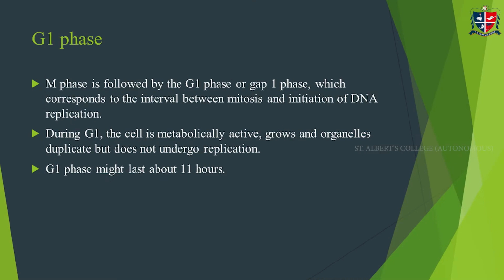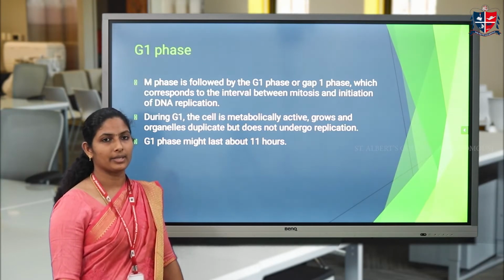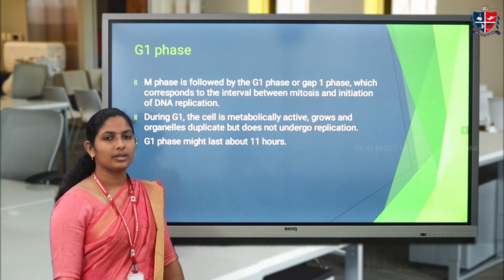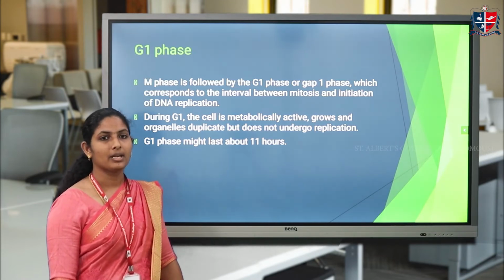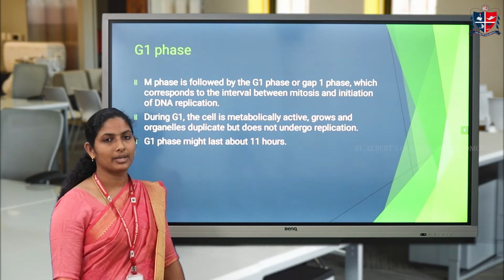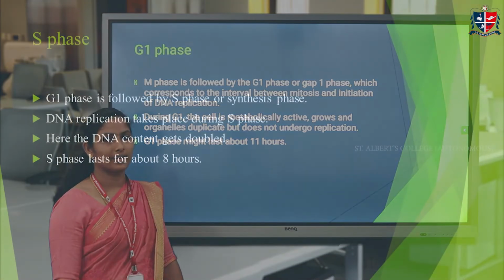G1 phase. G1 phase is otherwise called the gap 1 phase. This is the phase which follows the mitotic phase and comes before the synthesis phase. During this phase, the cell undergoes growth, and metabolic activities also take place, but the cell does not undergo replication. So that is the G1 phase, and it takes about 11 hours.